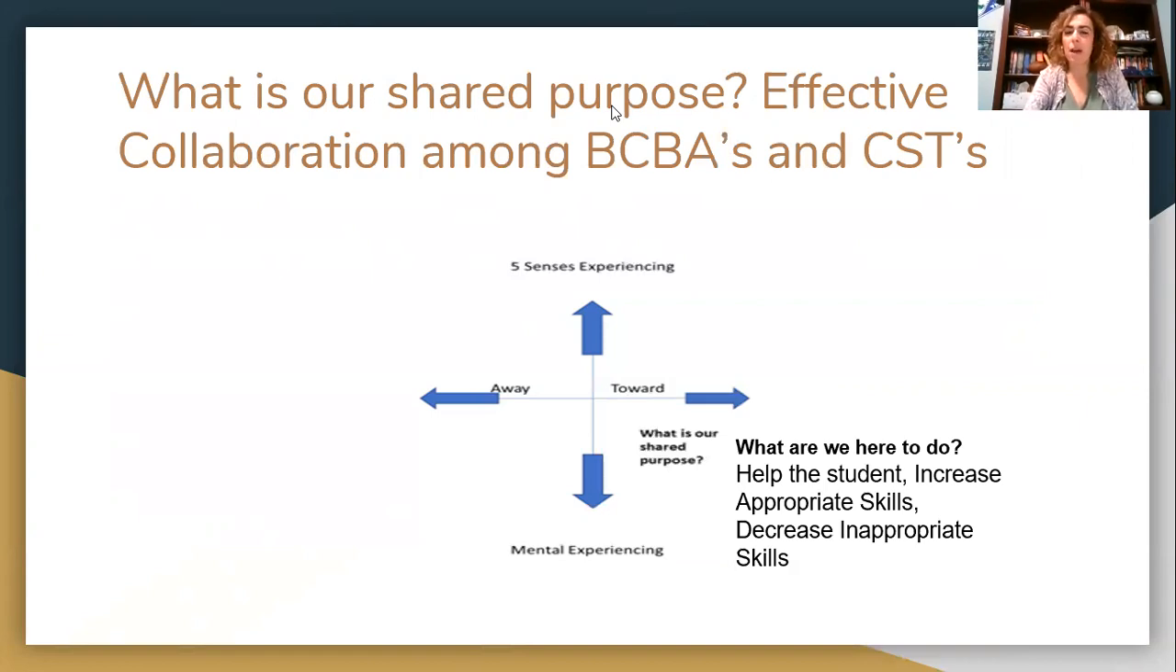So we all want to help. We all want to have this student or our client experience the greatest success that they can in their home or their school and in their community. So, really outlining that's what we're here to do, even though we're coming from different disciplines and we might have different thoughts in how we can approach it, our goal is to help the student.